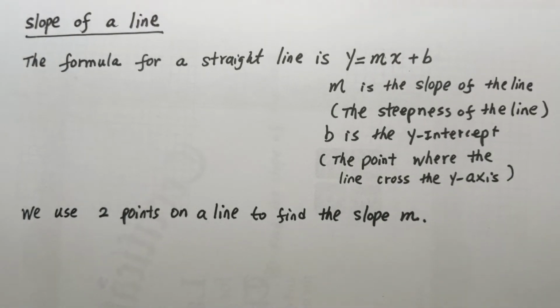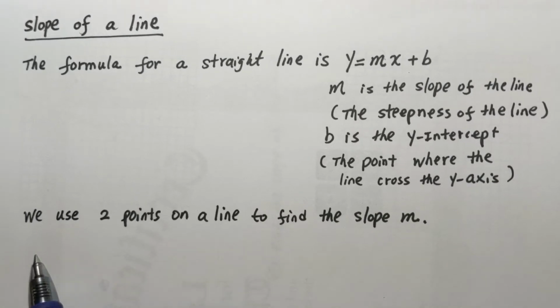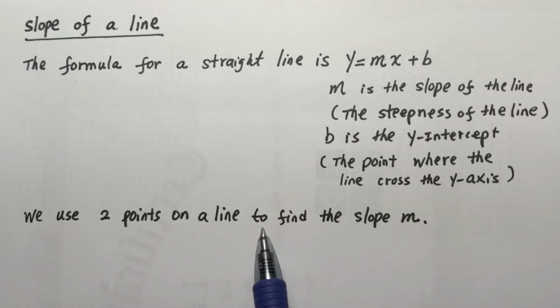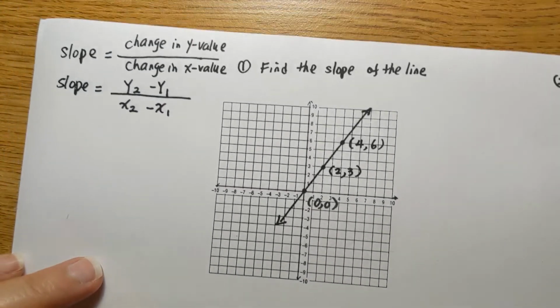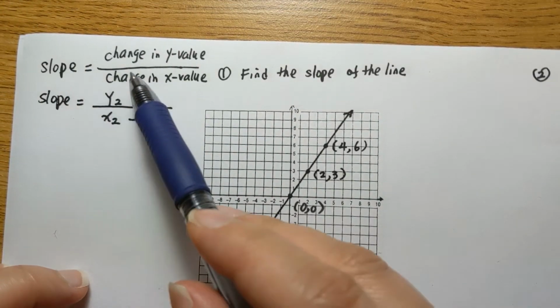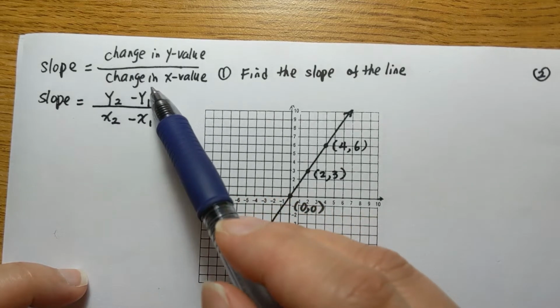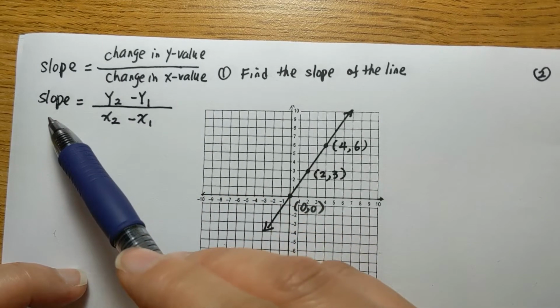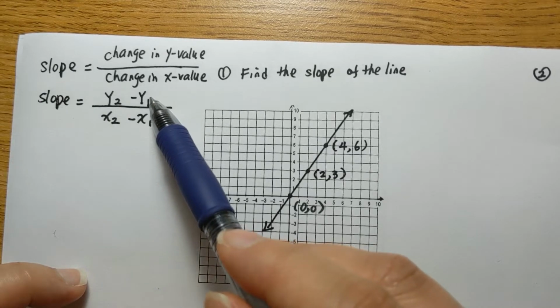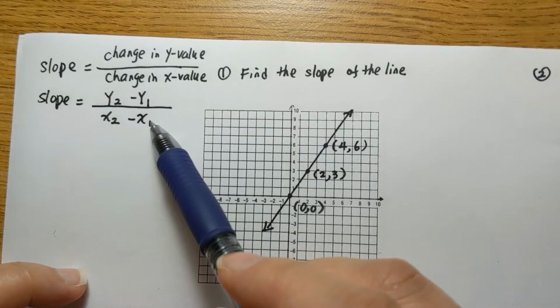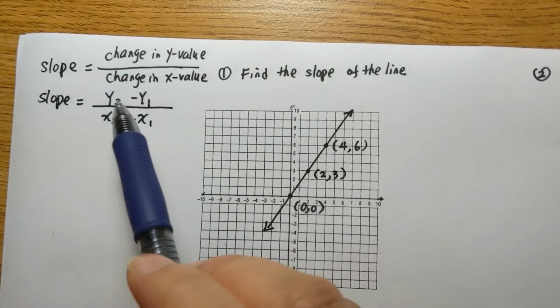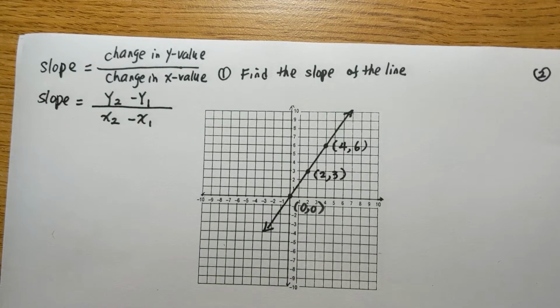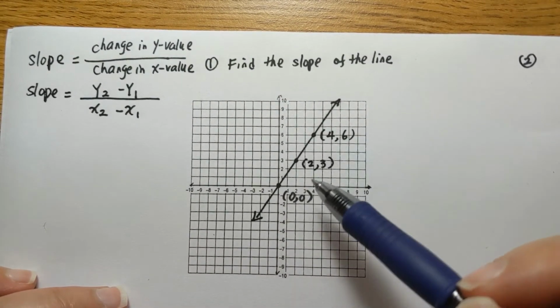Today our focus will be on the slope of a line. We are going to use 2 points on a line to find the slope m. So now let's take a look at the slope formula. We say the slope equal to the change in y value over the change in the x value. So basically slope equal to y2 minus y1 over x2 minus x1. So we're going to pick 2 points on the graph and then use the slope formula to find the slope.